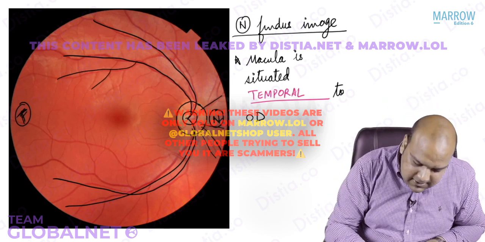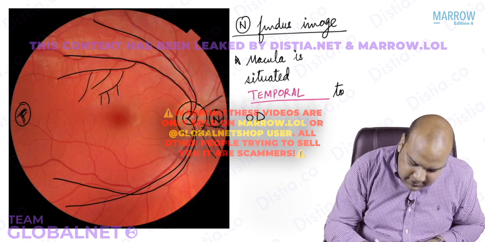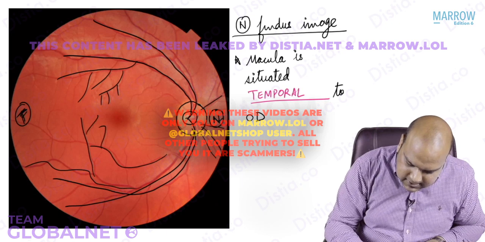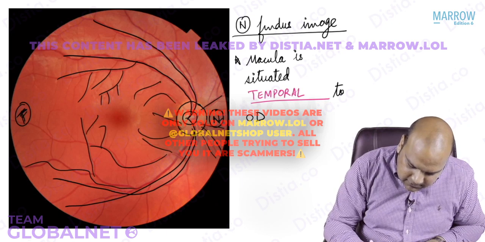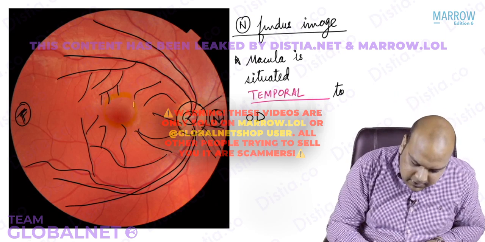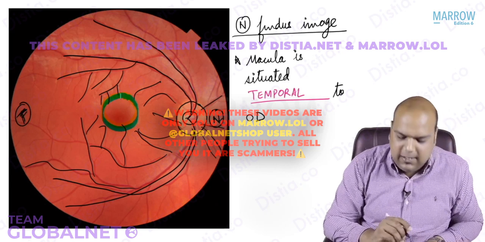We trace all the blood vessels. See, I am tracing all the blood vessels for you guys. Inferiorly, superiorly. Let's just see, everybody. Now, when I've traced all the blood vessels, in the center, everybody, we get a part which is relatively avascular.